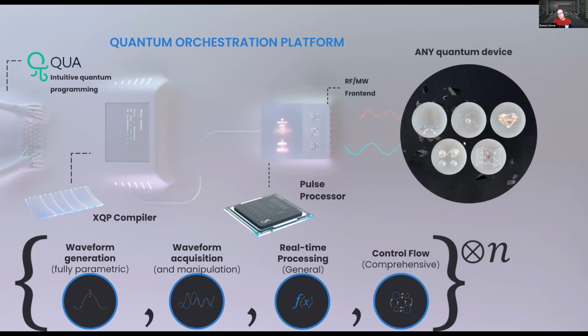We are agnostic to the type of qubit, because in the end, if you really think about it, qubits are two or few level systems. So if you can properly generate and acquire waveforms and generate signals with a baseband of several hundreds of megahertz, you should be able to control any kind of quantum device.